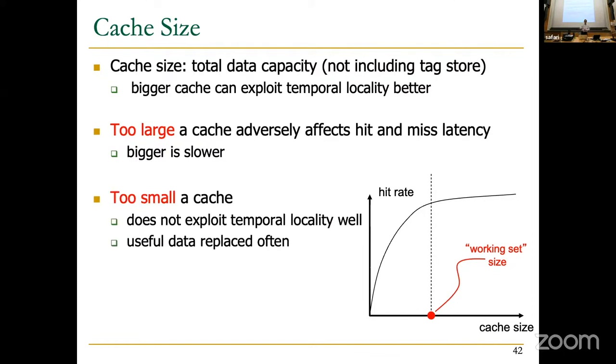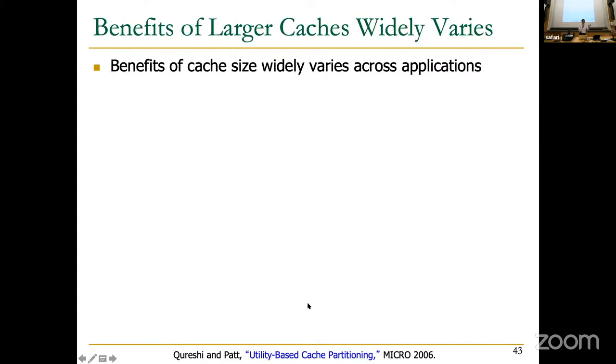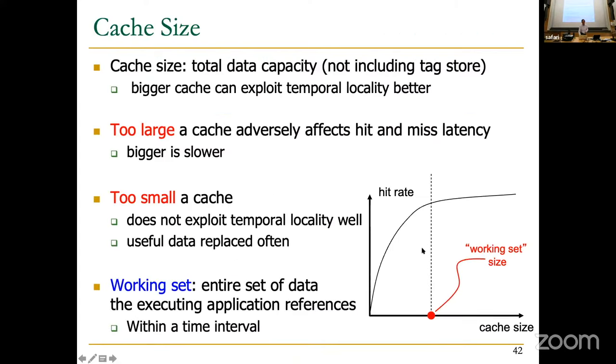If you make the cache too small, it does not exploit temporal locality very well. Useful data is replaced often, basically. So there's this notion of working set, where the entire set of data the executing application references within a time interval may be present in the cache. Where your hit rate saturates is when your working set fits in the cache. So if your cache size is a little bit larger or equal to your working set size, you don't expect your hit rate to increase further by increasing the size of your cache, essentially.